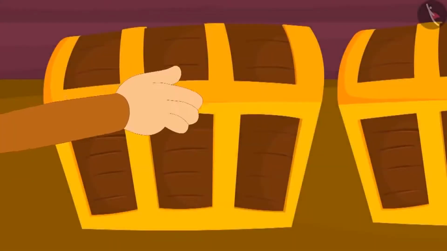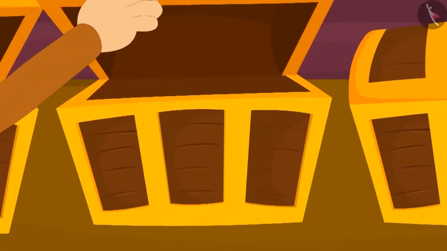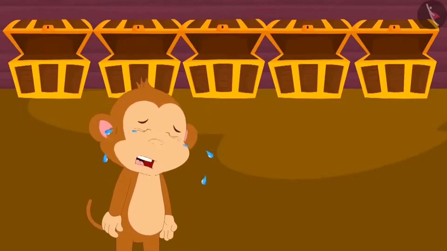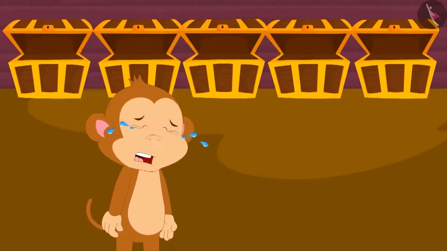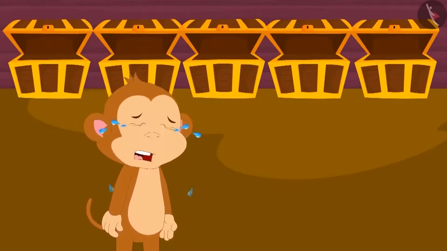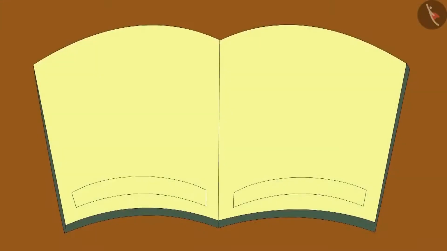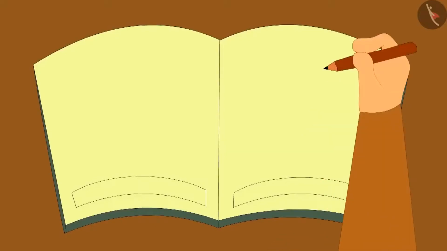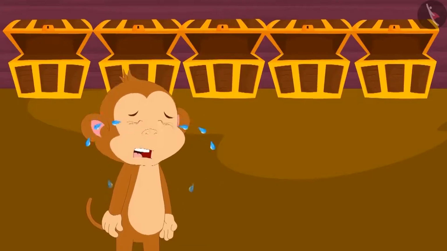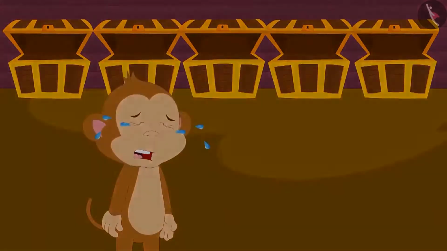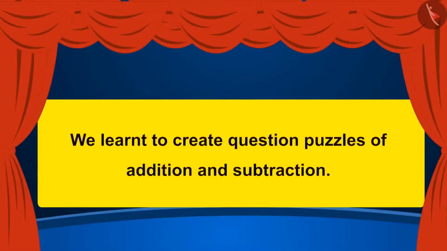But as he opened the lockers, they all were empty. Babban became sad. He thought that this time he will make the picture with more thoughtfulness. But as he went near the book disappeared from there. Babban again started crying for becoming a victim of his greed. Children, in this lesson, we learned to create question puzzles of addition and subtraction.